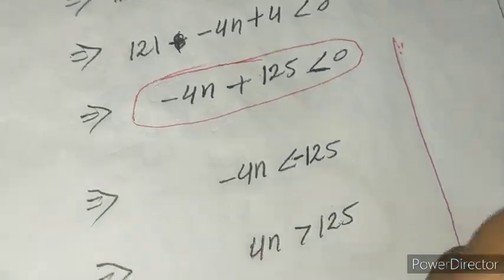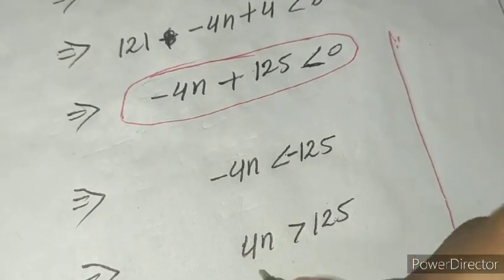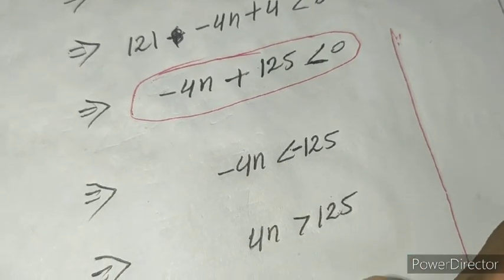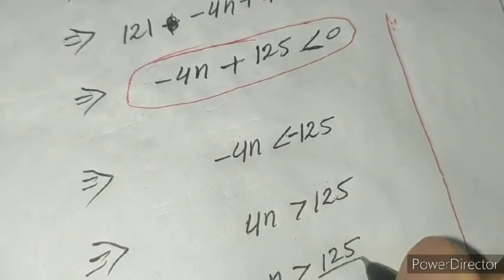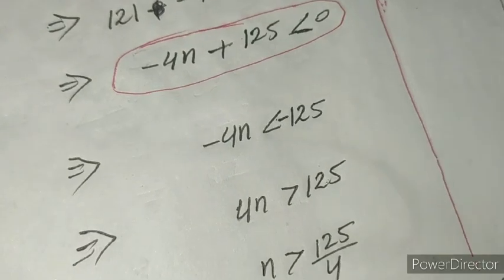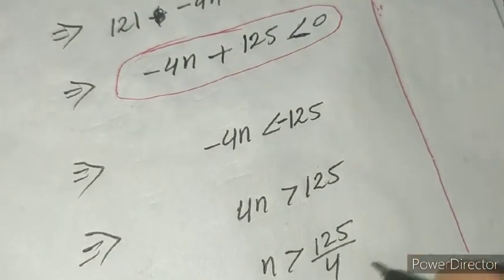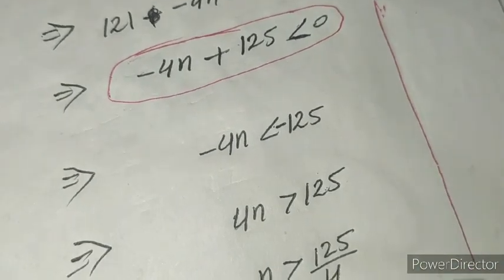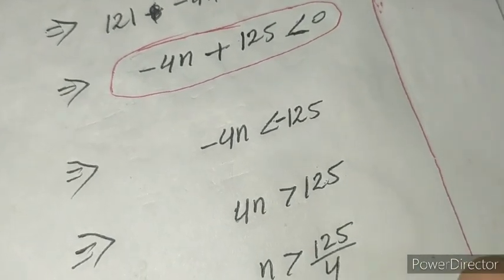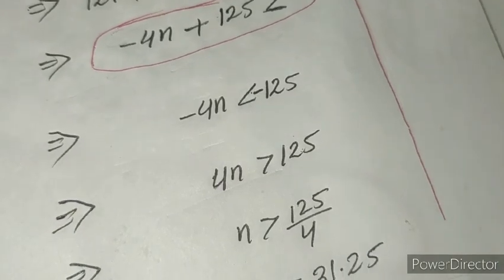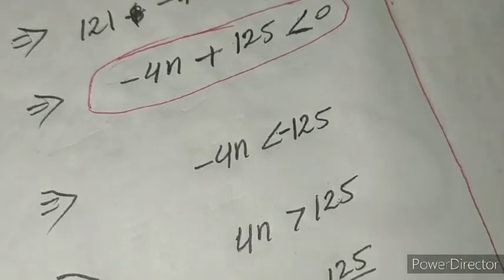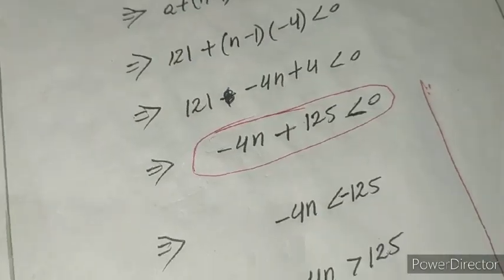That implies, now divide both sides by 4. What do we get? 125 by 4. Find the value. Pause the video and find the value. What is the value? 4 3s are 12, 4 1s are 4, 10, 4 2s are 8, 4 5s are 20. That is 31.25.